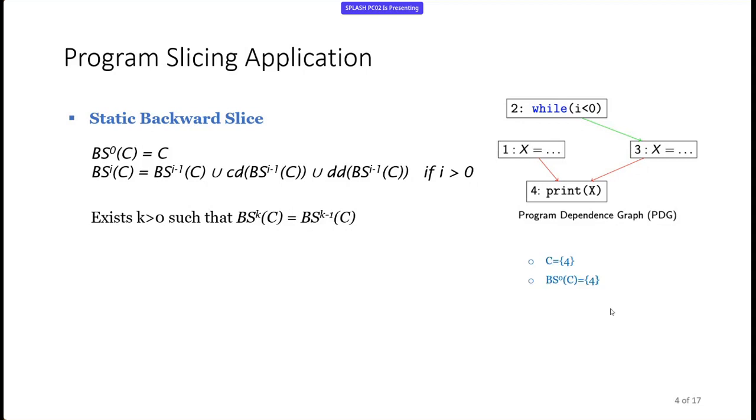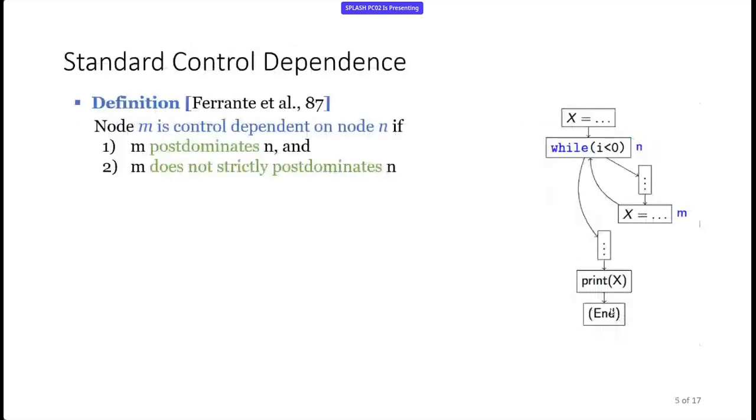To give you an example, suppose we would like to slice this program with respect to statement 4. Initially our backward slice will contain statement 4, and then in the successive iterations of the fixed point computation, we traverse the program dependency graph from the nodes in C in the backward direction. In the next iteration from 4 we can reach 1 and 3, so we include them in the backward slice. After some point, we reach a fixed point that includes all the nodes traversed in this way. So you see that the computation of a static backward slice depends on computing the control dependencies.